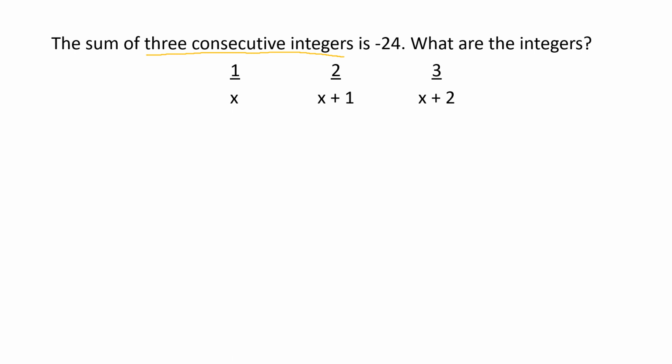Now think about how you would set up your equation. The sum of 3 consecutive integers is negative 24. So write down what you think that would look like. All right, the sum of 3 consecutive integers: here's my first one plus my second one plus my third. Sum means add, remember, is negative 24. And now I just solve for x.